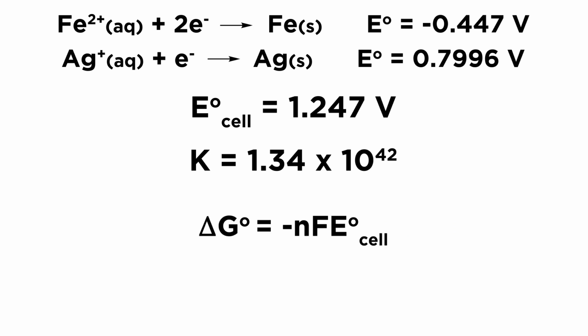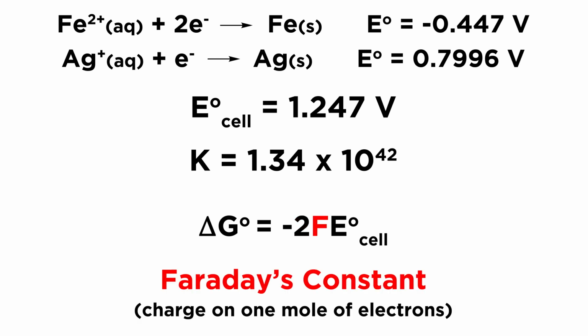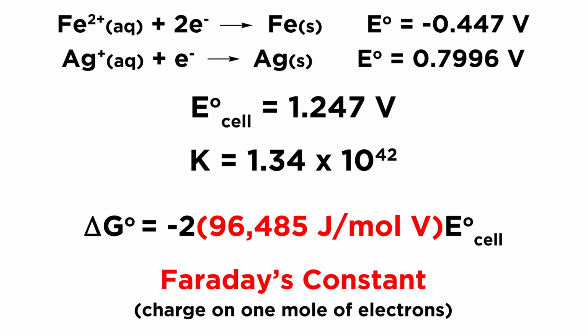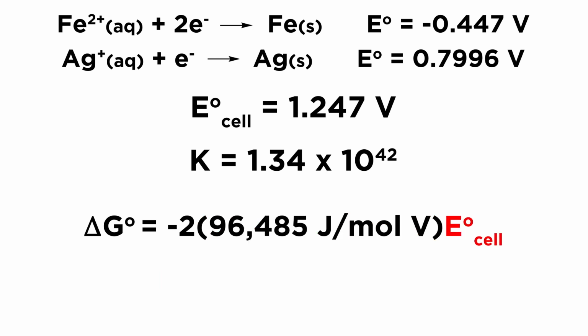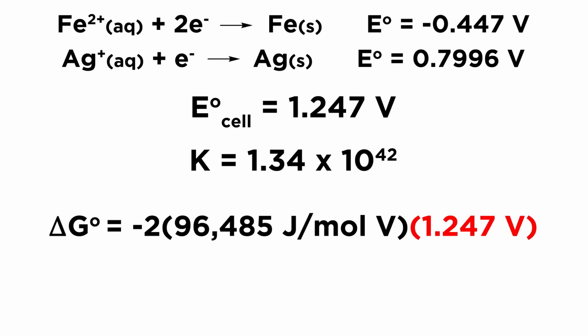And then the second question asked us to calculate the standard free energy change, and that is going to be given by this expression. And so for n, once again, that is the moles of electrons. We already figured that out, so we're going to use that value again. That is 2. And then F is Faraday's constant. That is equal to the charge on 1 mole of electrons. And Faraday's constant is 96,485 joules per mole volts. And then E cell, as we said, is 1.247 volts. So this is very handy. Volts are going to cancel, leaving us a value in joules per mole.